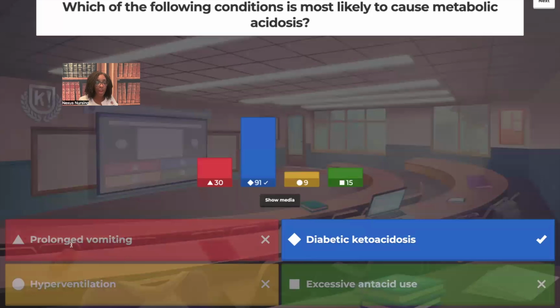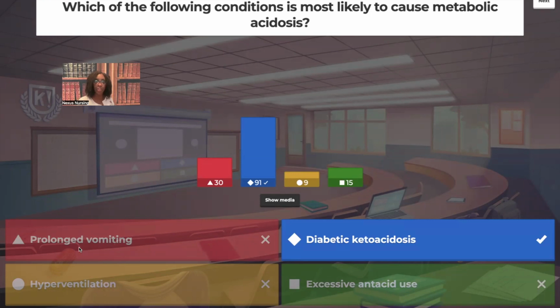So let's look at the other options. Prolonged vomiting. You're throwing up all over the place. What do you think that's going to cause? It's going to cause metabolic alkalosis. Why? You have hydrochloric acid in your stomach, all of those gastric acids that are in your stomach to break down the food. If you're throwing it up, you're getting rid of all that acid. It's going to throw you the opposite way into an alkaline state.